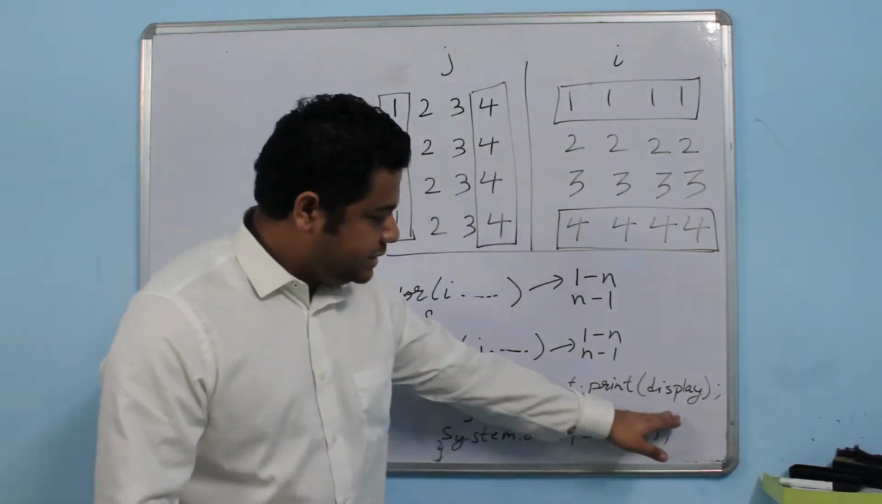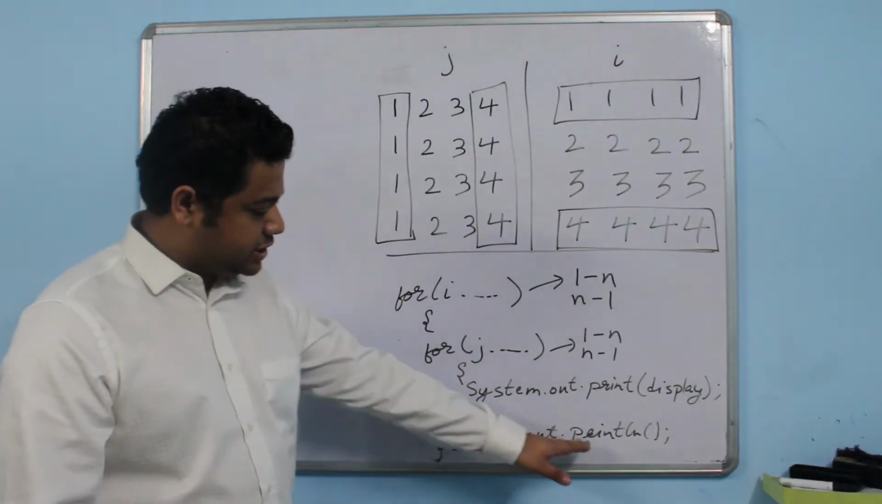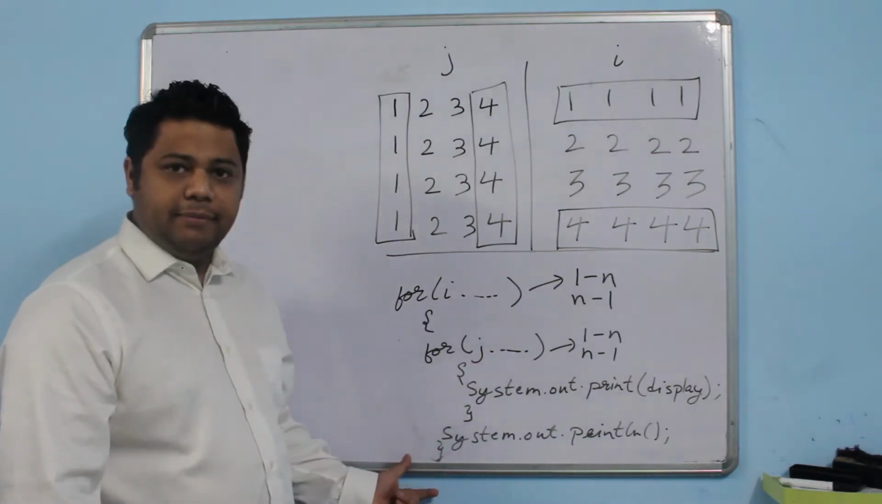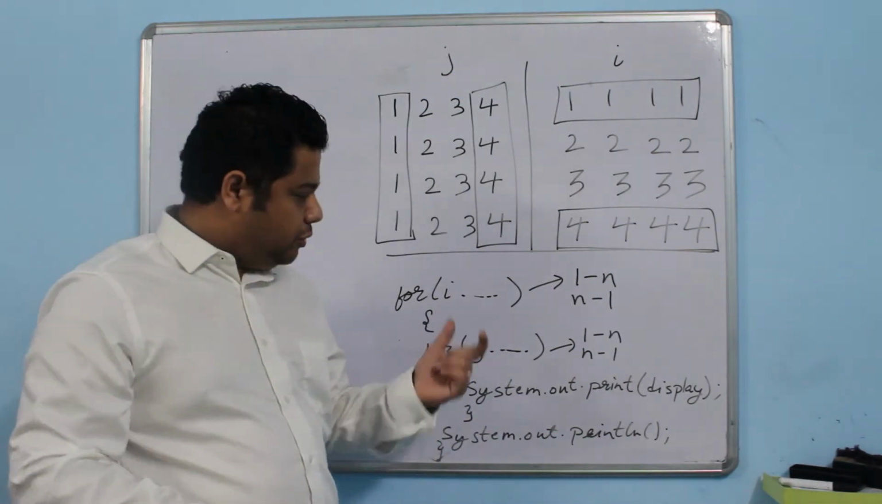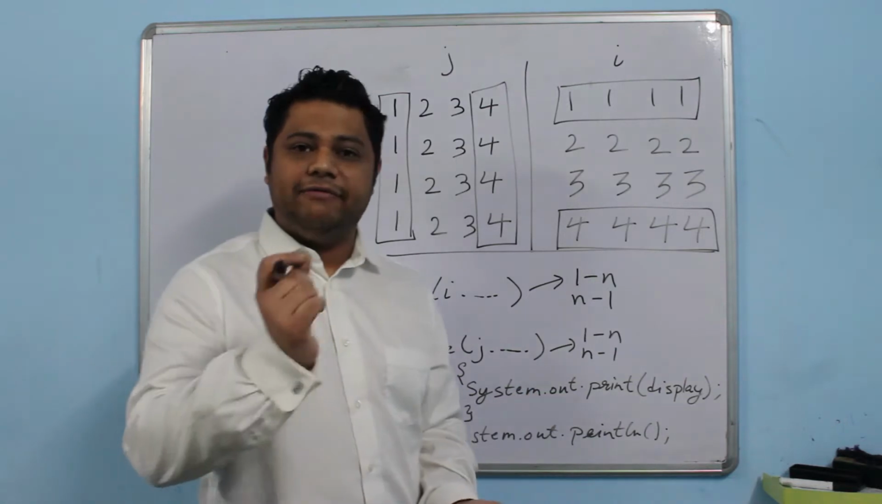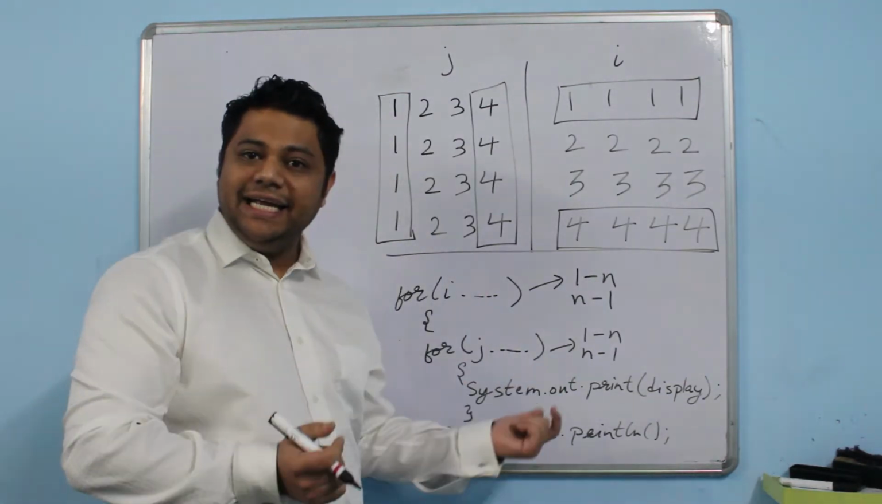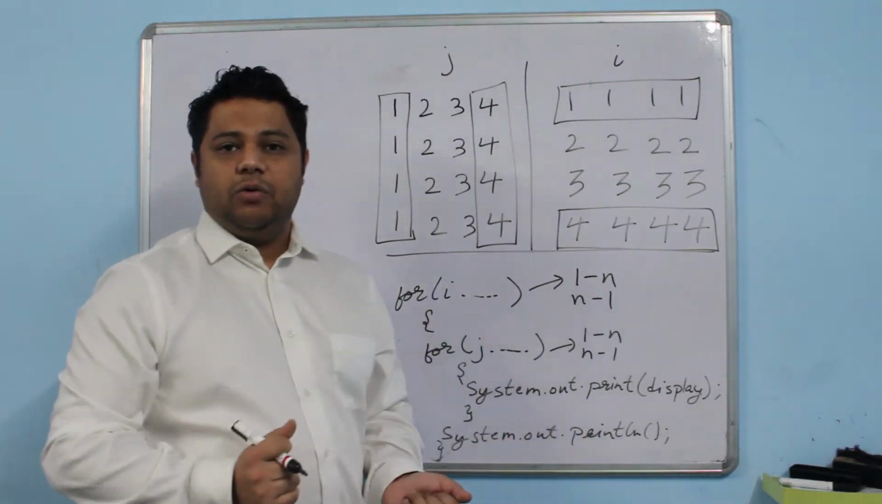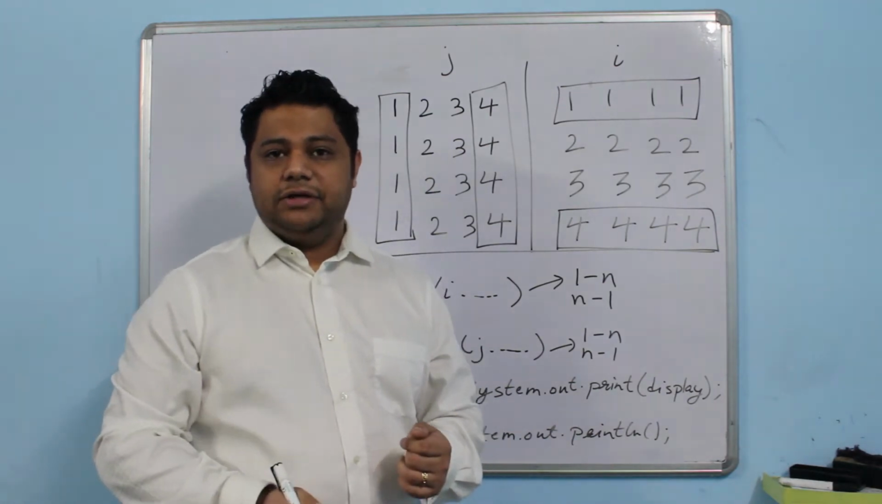And the display remains in the same position, and we have System.out.println also in the same position. So the structure remains the same. The only difference is that now the J loop will also be starting from 1 and ending at N, or starting at N and ending at 1. So let's start with the first program.